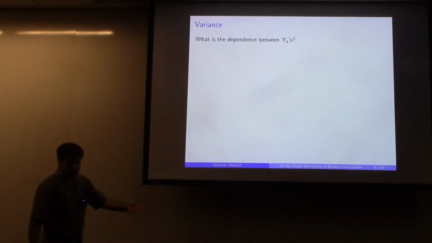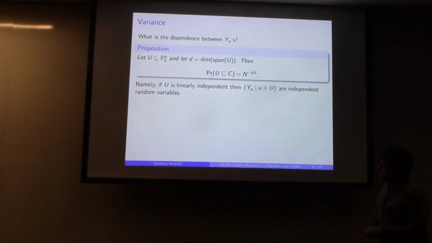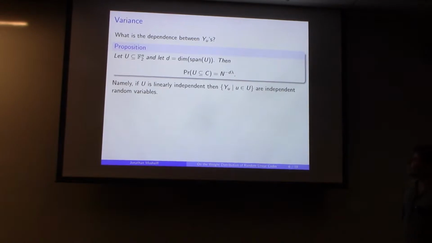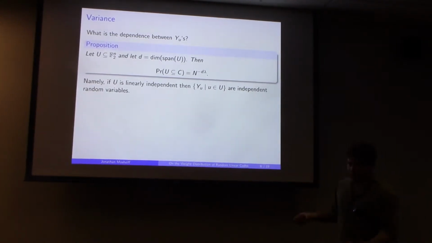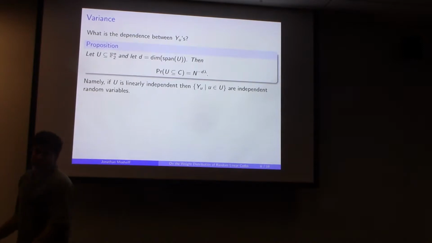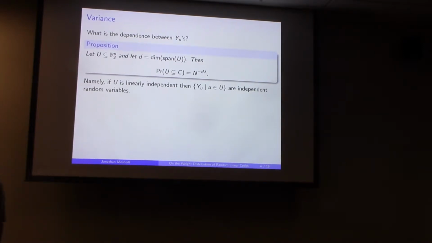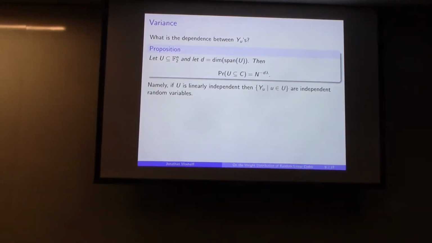So let's now do the variance. This is still going to be easy. In order to do the variance, I'm just going to need this very basic proposition, which says the following. Before, we said that the probability that a given vector belongs to our code is 2 to the minus lambda n. Now, what's the probability that a set of vectors, some finite set of vectors, are all contained inside the code?